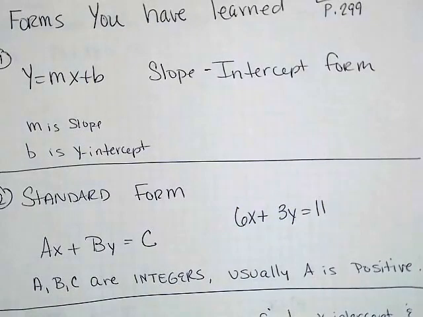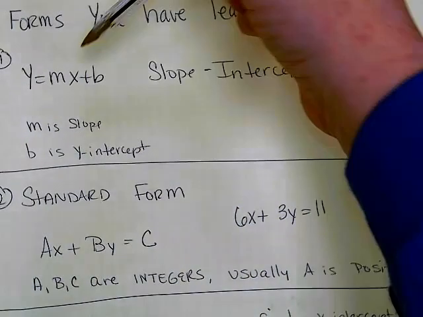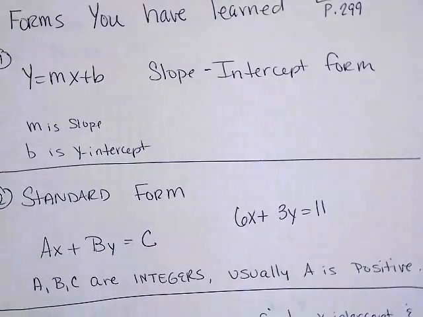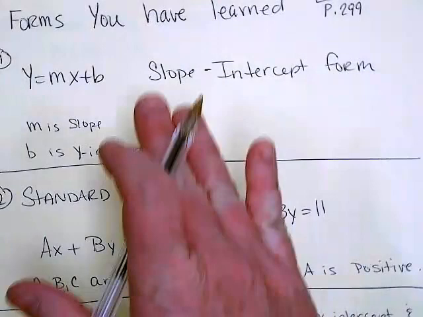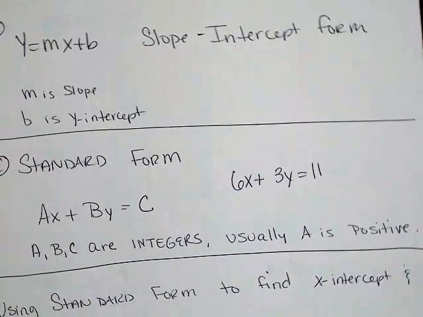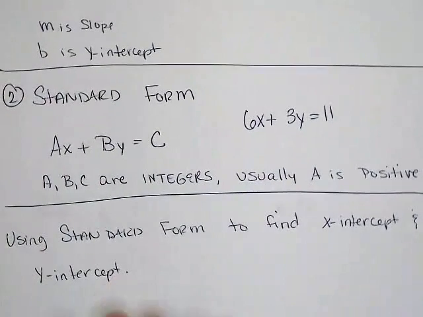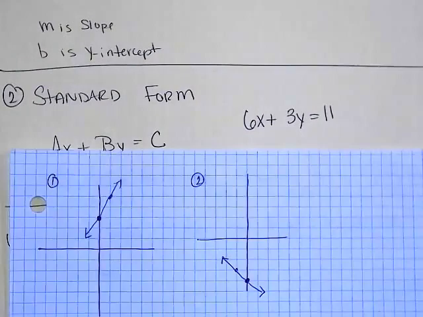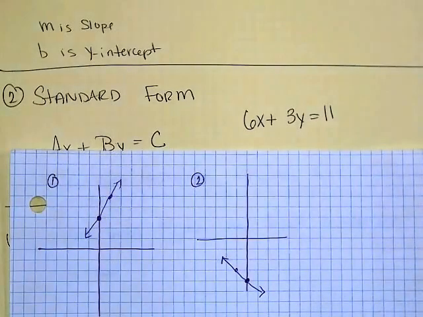Okay? You really aren't going to find this form quite as useful as this form when you get ready to graph. But we have to be able to go from one form to another, so we're going to spend today working on this. We're going to use standard form to find our x and y intercepts. So before we get started doing that, I'm just going to remind you of what an intercept is.